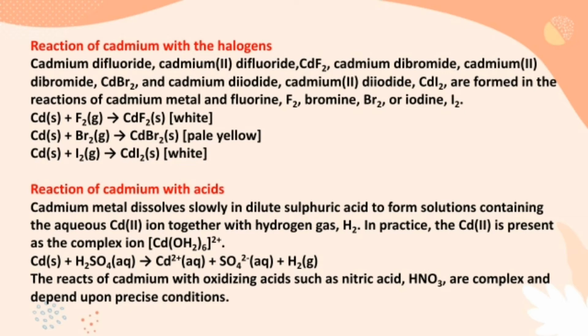Reaction of cadmium with acid. Cadmium metal dissolves slowly in dilute sulfuric acid to form a solution containing the aqueous cadmium(II) ion together with hydrogen gas. The reactions of cadmium with oxidizing acids such as nitric acid are complex and depend upon precise conditions.